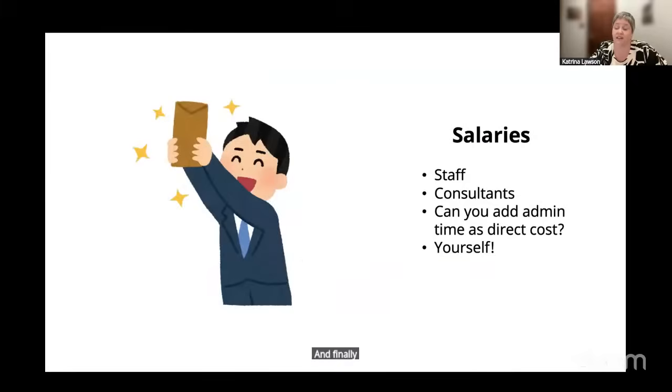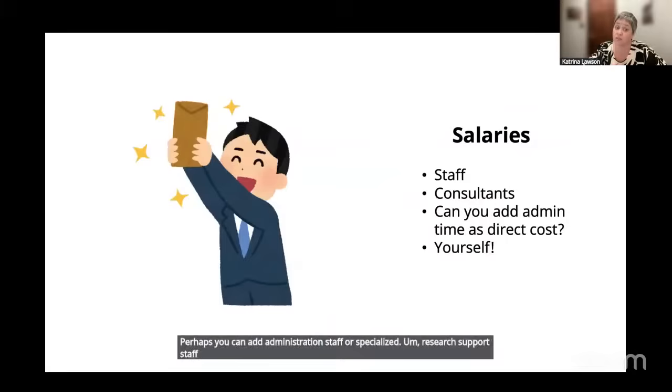And finally, never forget to pay your salaries for your staff. This is usually the biggest component of a budget. Staffing costs, you might have consultants. Perhaps you can add administration staff or specialized research support staff as a direct cost to your budget, and you probably do need to add some time for yourself if it's allowable and your institution is likely to force you to.